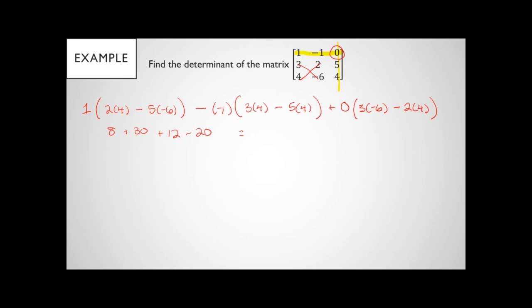And I can actually put 20 in the right order. I just typed 0, 2 instead of 2, 0. This comes out to 30 as our determinant.